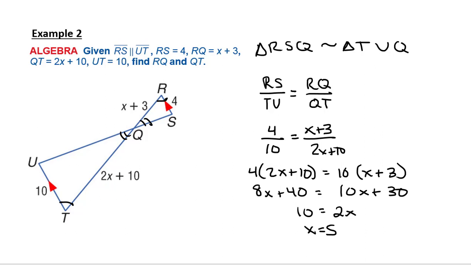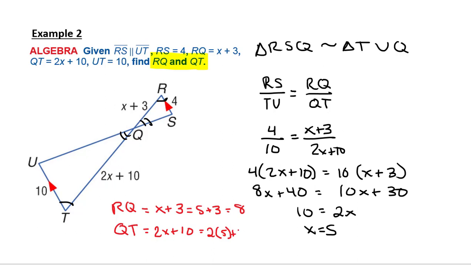So what I wanted to make sure that I found is I'm answering the question. You're not just solving for X, you're answering the question. So RQ is x plus 3, which is 5 plus 3, which is 8. QT is 2x plus 10, so 2 times 5 plus 10, that's going to be 20.